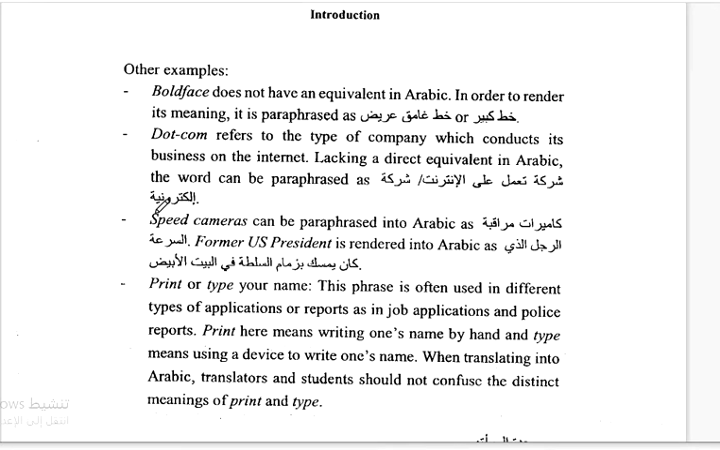طبعا أغلبكم بالزوم لما سألكم حكيتوا لي كاميرات السرعة. Here it's كاميرات مراقبة السرعة. Okay. So here is another example, bold face. Bold face, I think we discussed it also.